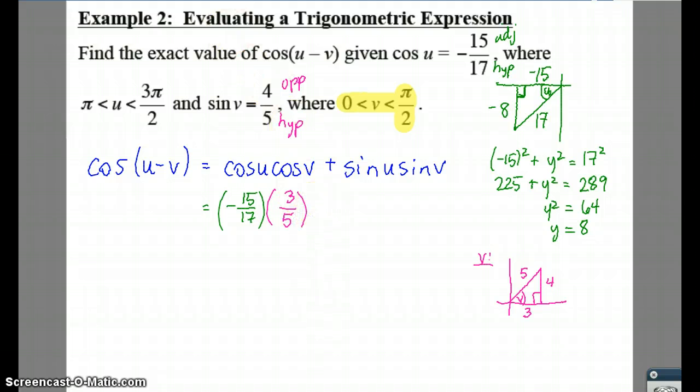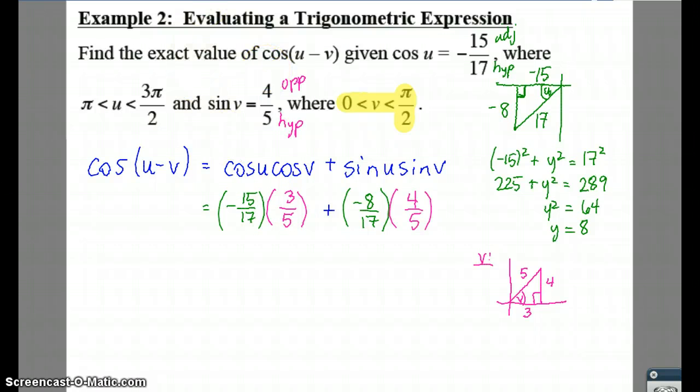And then we have plus your sine of u. We go back to the green u triangle again. Your sine is negative 8 over 17. And now we have the sine of v, which we can get from our triangle is 4/5, or we're also given the 4/5 up here. So I say 4/5. And now we just simplify, and we're going to get a nice pretty little fraction.